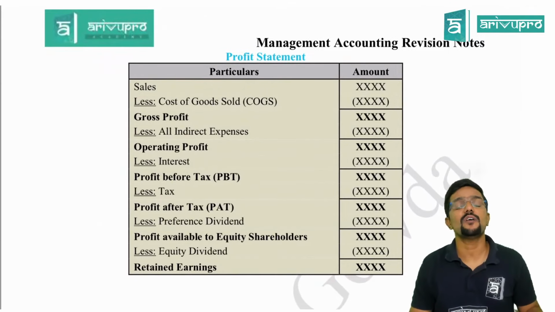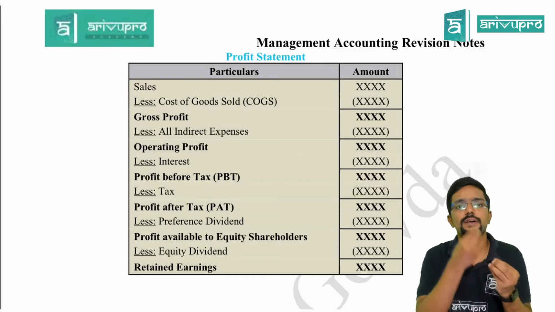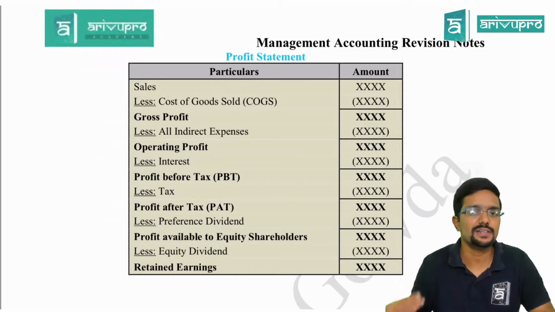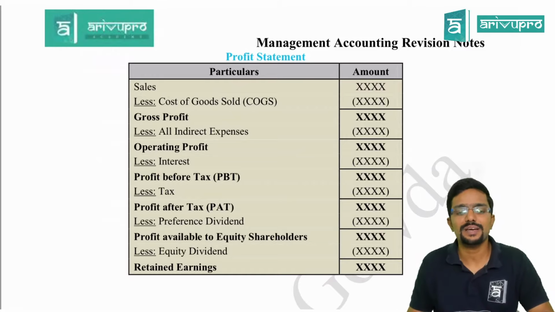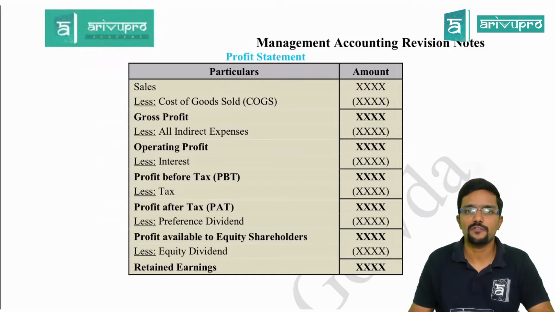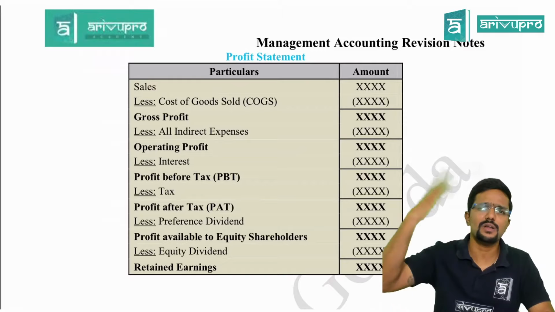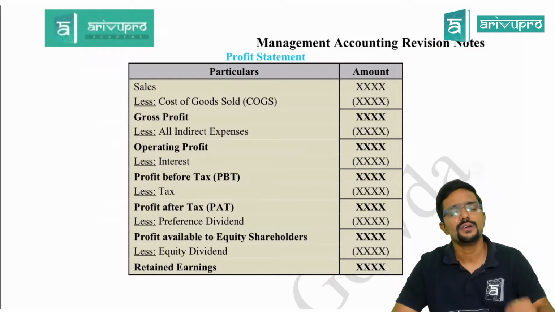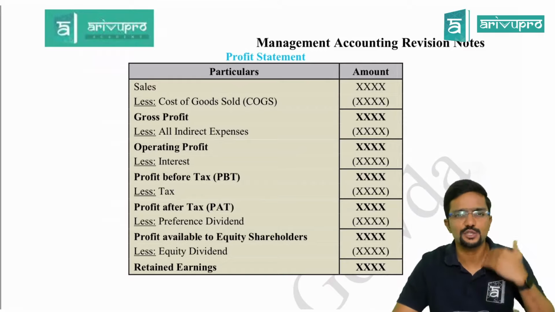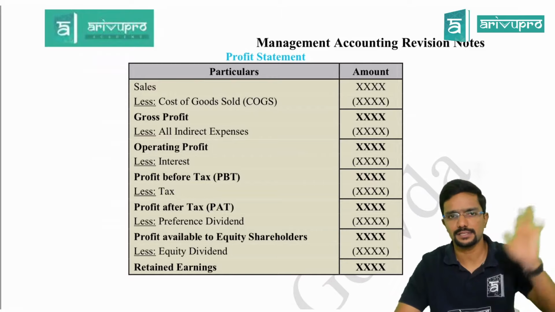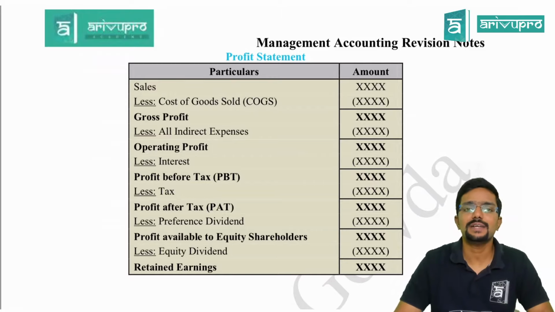Next comes our profit statement. So profit statement discloses the different items of profit at different levels of profit. So sales minus COGS will give me gross profit. From gross profit, if I reduce all indirect expenses, which includes factory overheads, selling and distribution, office and administrative, all the expenses I have to reduce, I will get something called operating profit, which is also called EBIT.